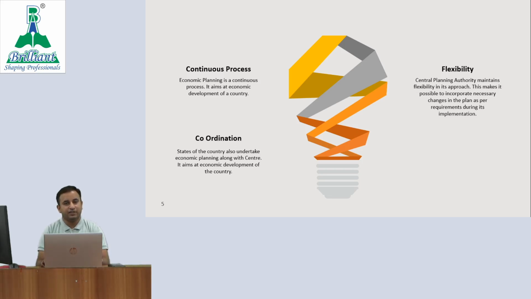The last feature of economic planning is flexibility. The Central Planning Authority maintains flexibility in its approach. This makes it possible to incorporate necessary changes in the plan as per the requirements during its implementation. So the Central Planning Authority maintains flexibility, and suitable changes are undertaken in the economic plan which was decided earlier.